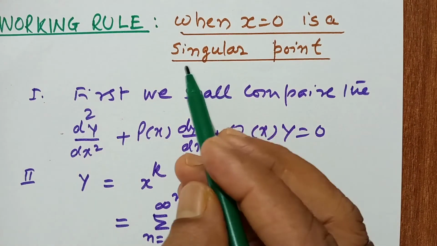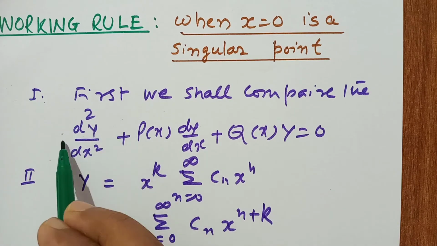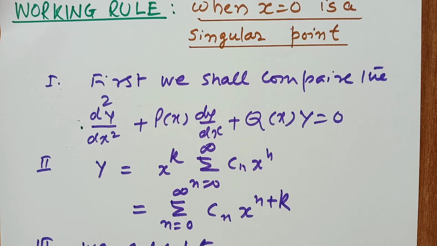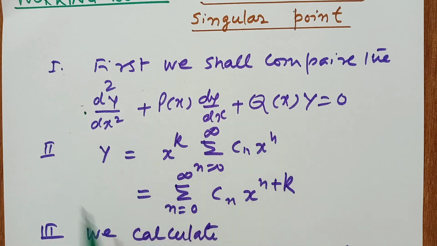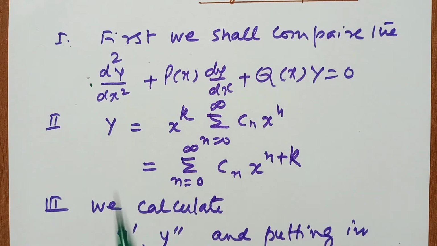When x is equal to 0 is a singular point, then these are the steps which we will follow. First step is that we compare the given equation in standard form, means the coefficient of d2y upon dx2 is 1. Then we check whether the point x is equal to 0 is a singular point or an ordinary point. So here p and q are infinite, either one infinite or both infinite. Next step, when we have checked this is a singular point, then we will take a series of this form. Third step is that we calculate derivatives, means dy by dx and d2y by dx2, and then put these derivatives in the given differential equation.